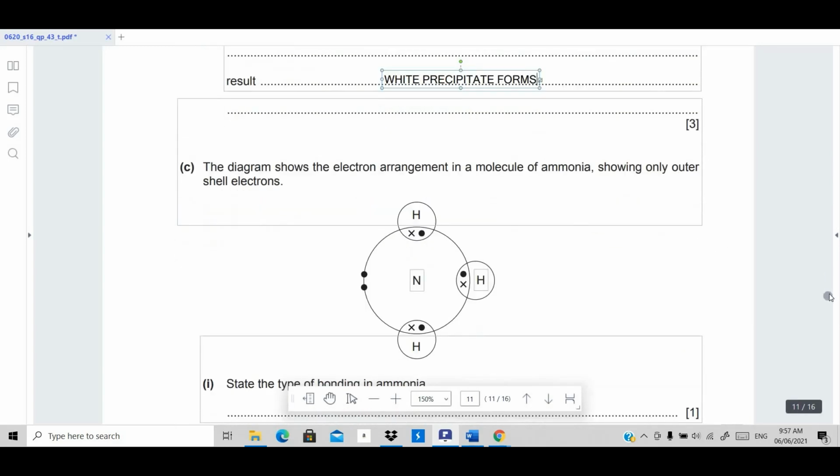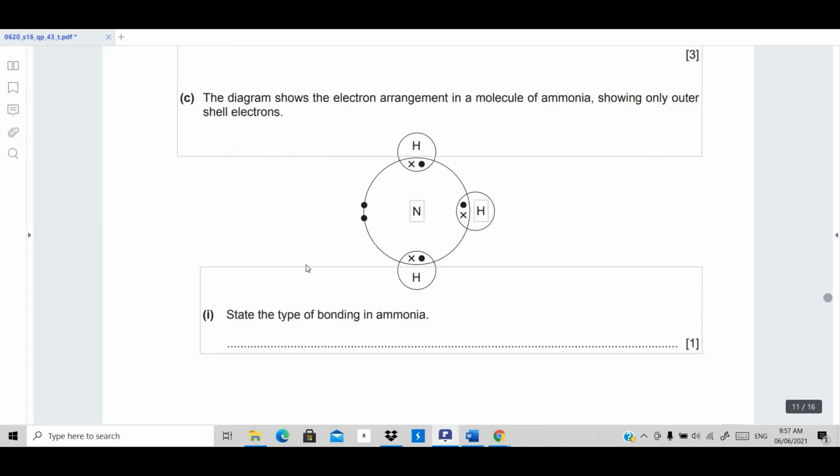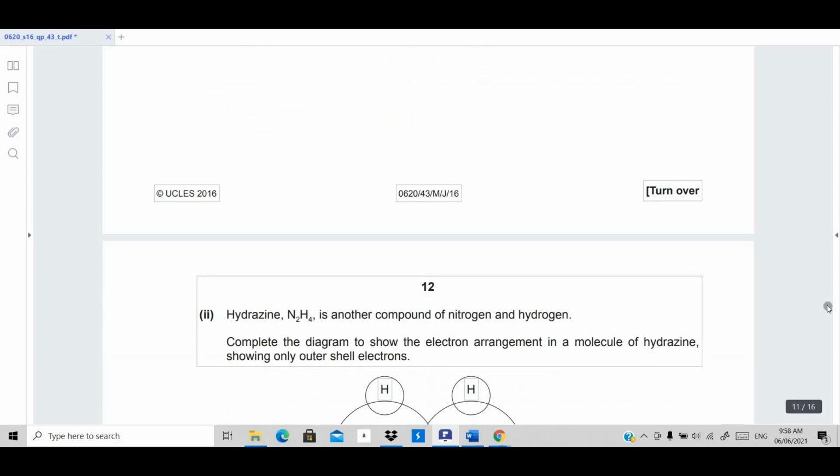The diagram shows the electron arrangement in the molecule of ammonia, showing only outer shell electrons. State the type of bonding in ammonia. Nitrogen and hydrogen are nonmetals, so covalent bonding occurs. But if it's a metal and a nonmetal, then it's ionic bonding. So, covalent bonding. Moving on to the next part of this question, I need to do it fast.